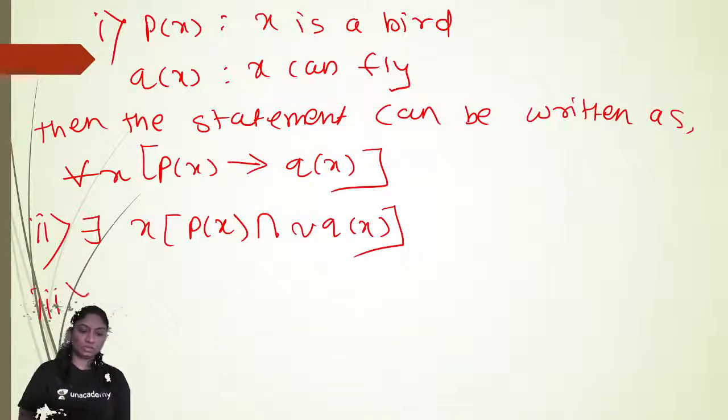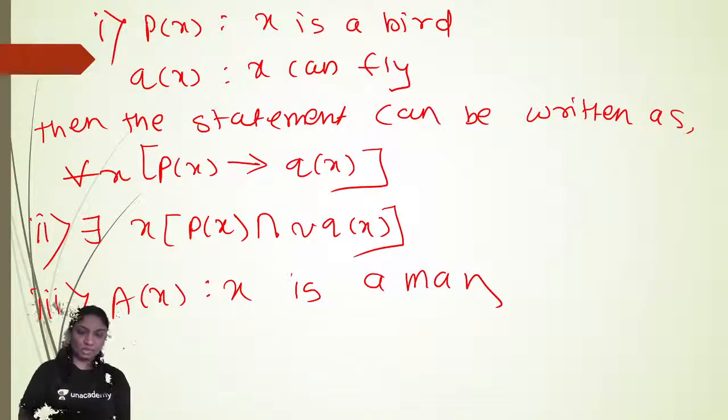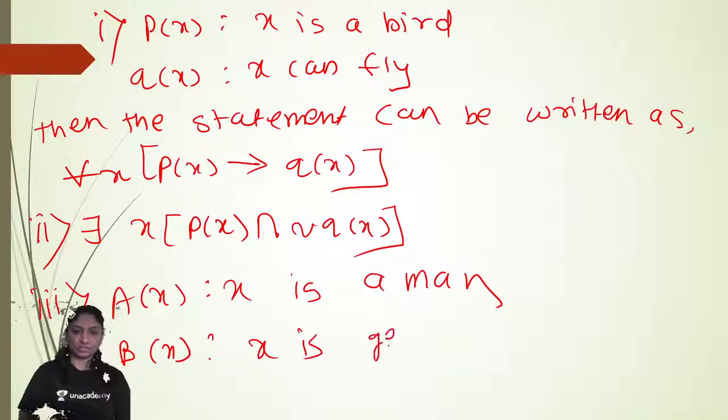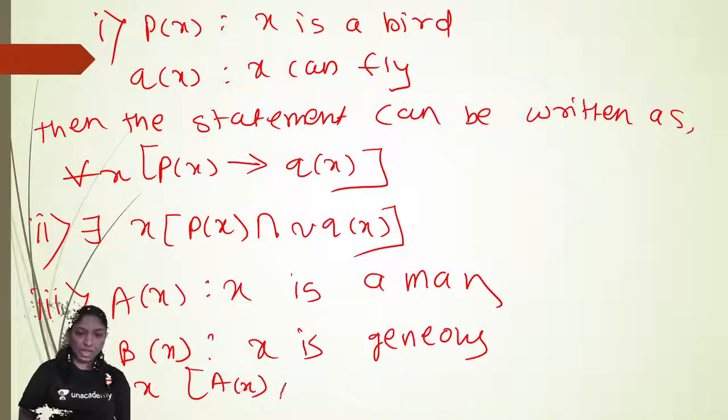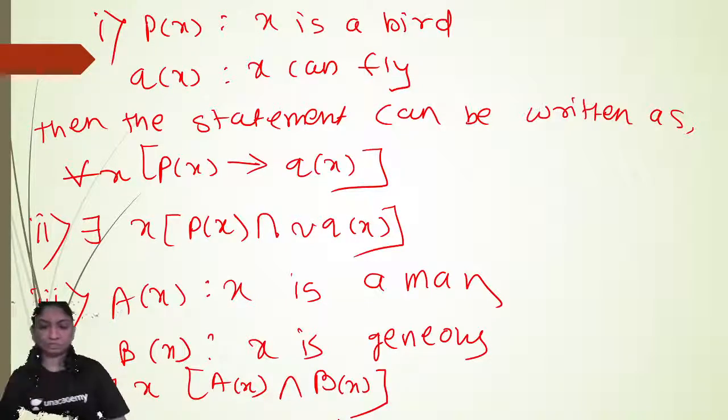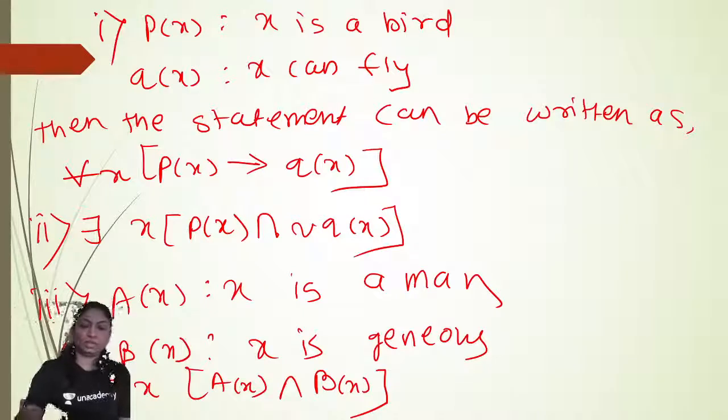Third one: some men are genius. So A of x, x is a man. B of x, x is genius. It means there exist some x which are men and genius. Correct?